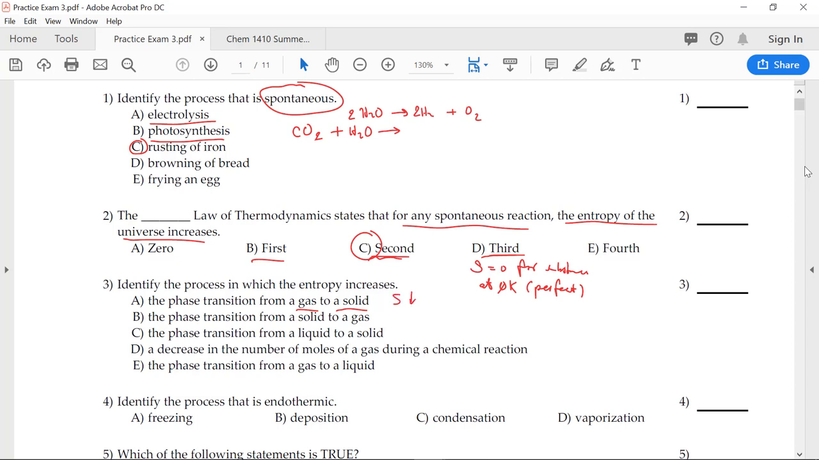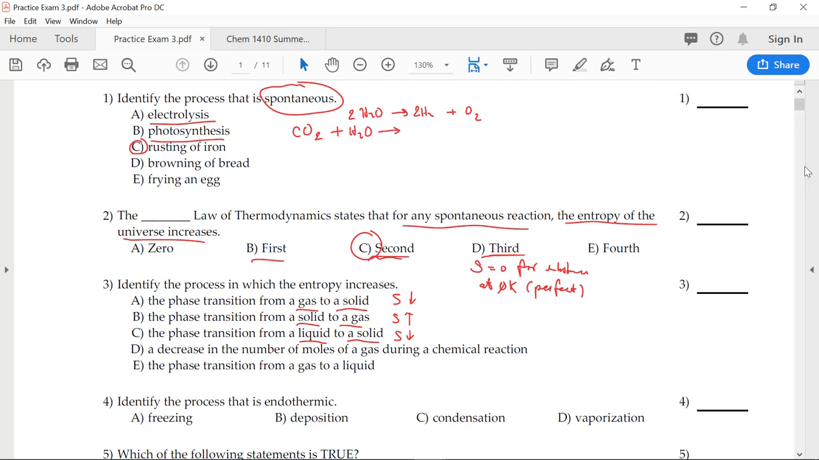The phase transition from solid to gas, yes, that's the opposite process. The entropy will actually increase for this process. C, the phase transition from liquid to solid. The substance goes from liquid, which has more freedom to move, to a solid. The freedom of movement actually decreases. So in this process, entropy actually decreases.